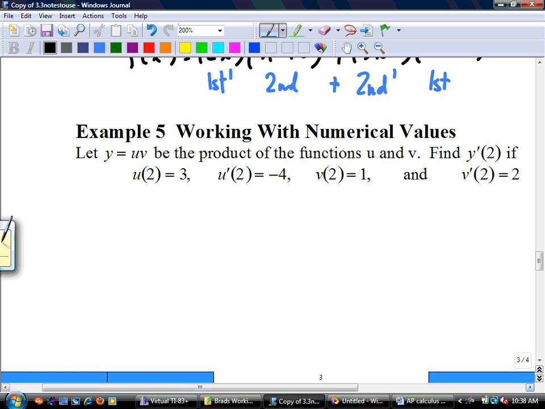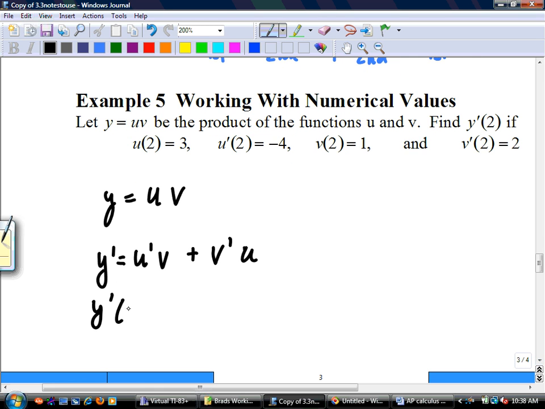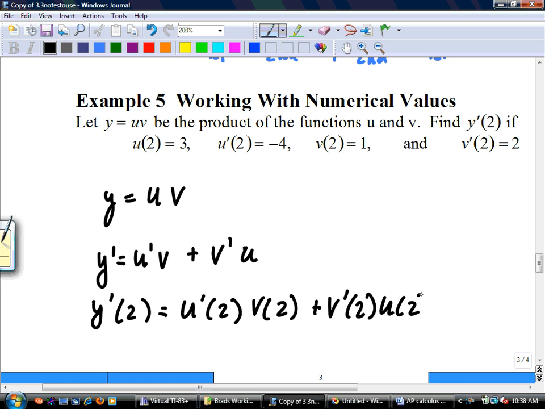Find y prime of 2 if u of 2 equals 3. Okay, so y prime of 2. So what we're saying is y is u times v. So y prime is going to be the derivative of the first times the second plus the derivative of the second times the first. So it asks you to find y prime of 2. Y prime when x is 2 is u prime when x is 2 times v of 2 plus v prime when x is 2 times u of 2. So all you need to do now is drop in the numbers where they go.